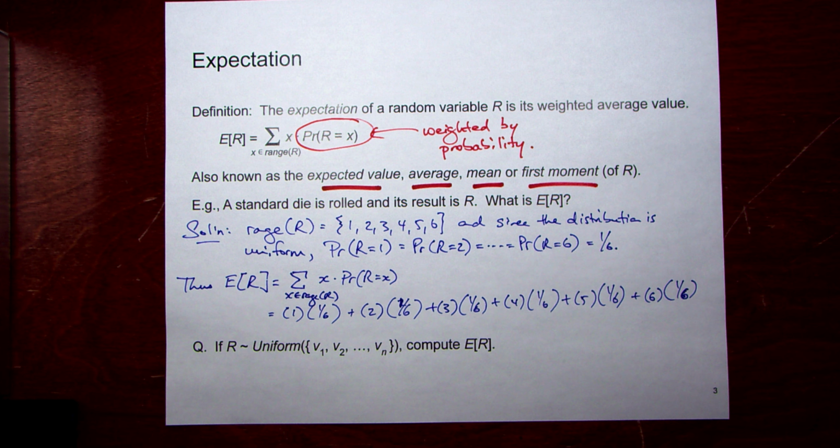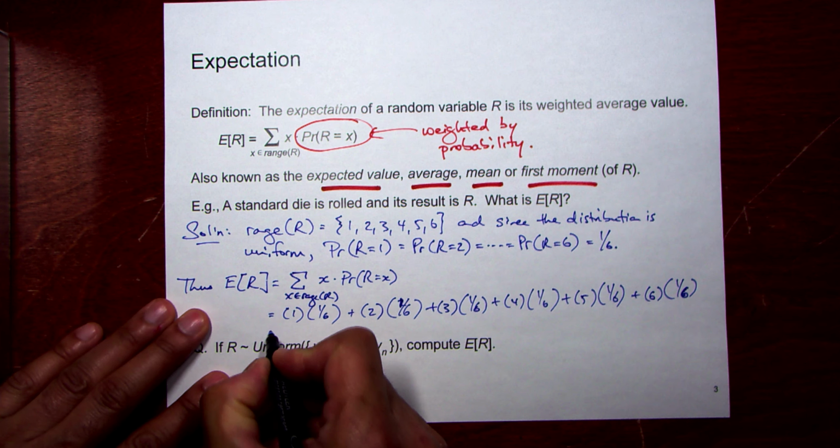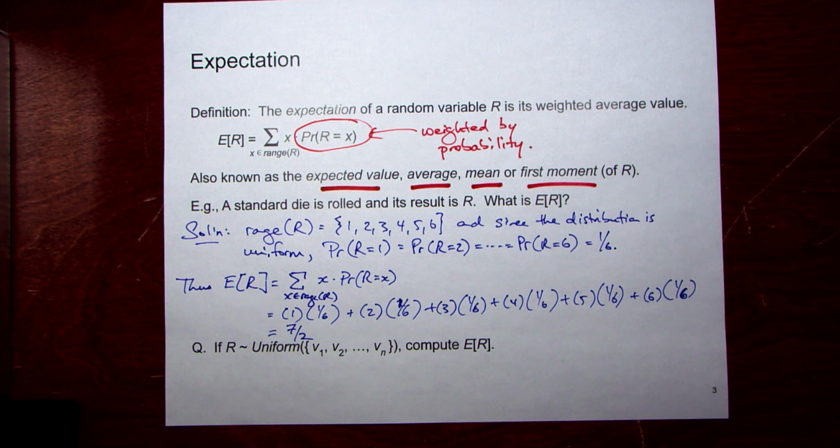Hopefully your math instincts take over here and you see that there's a common factor of a sixth. We're just adding the numbers 1 through 6, and that's 21, so 21 over 6 is 7 halves. Sorry, 7 halves, pardon me, not 7 twelfths.